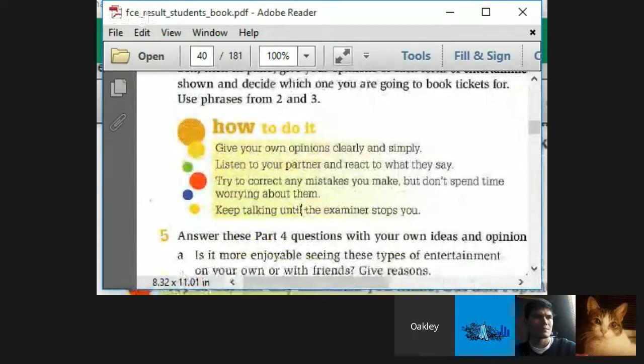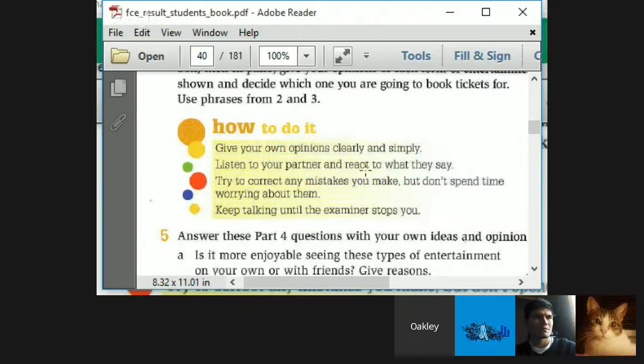A little quick how to do FCE Part 3. Give your opinions clearly and simply. Part 3 is mostly about giving opinions. Clearly state it. What you need to avoid is saying "I think blah, blah, blah because" with a linking subordinator. Just give your opinion in one simple sentence, and then give your supporting reasons. In part 3, this is important: listen to your partner and react to what they say.